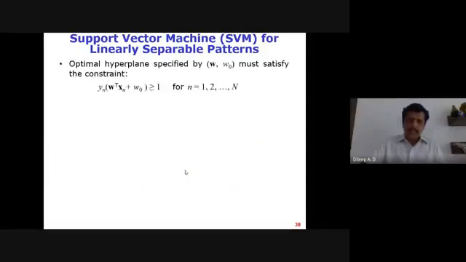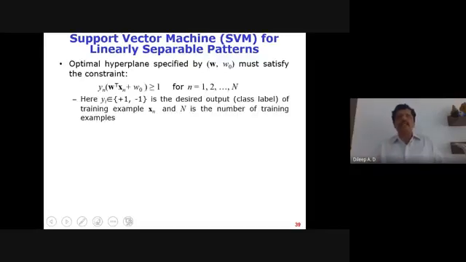That is why the constraint for my optimal separating hyperplane is that W transpose X plus W naught, when it is multiplied with Yn, where Yn is the class label, +1 for the positive class and -1 for the negative class, should always be greater than or equal to 1.